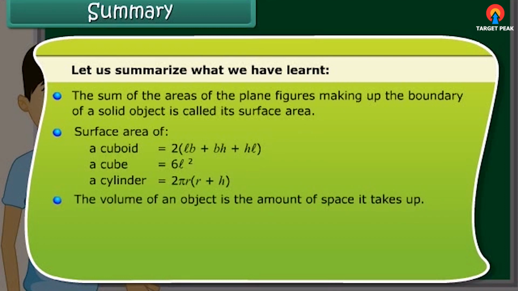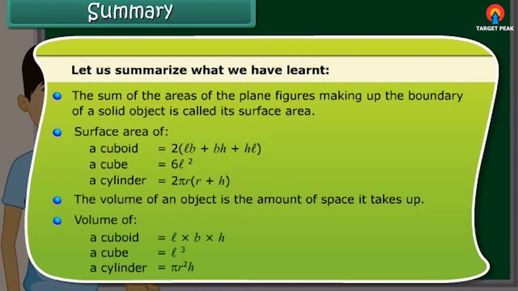The volume of an object is the amount of space it takes up. Volume of a cuboid is equal to L × B × H. Volume of a cube is equal to L³. Volume of a cylinder is equal to πr²h.